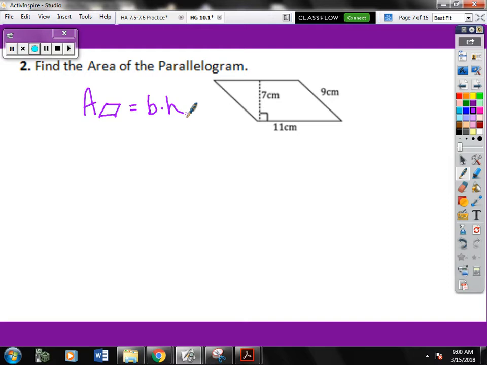The only way you can screw this up is picking the wrong numbers to plug in. Okay. So what do I plug in as my base and height? 7 times 11, base, height. 9 is there to trick you. And this would also be centimeters squared.